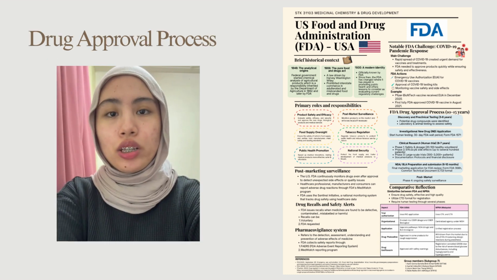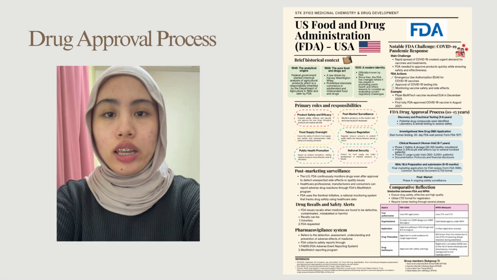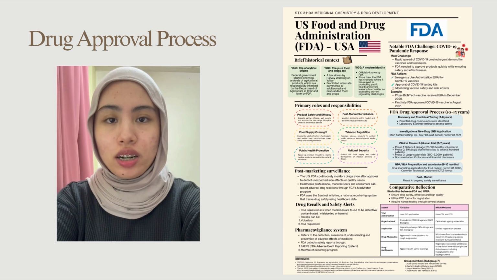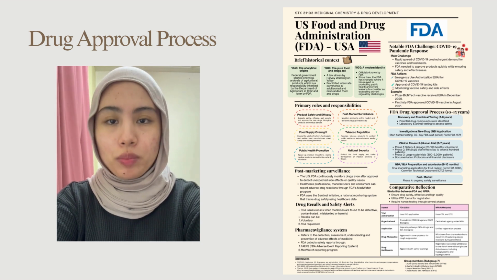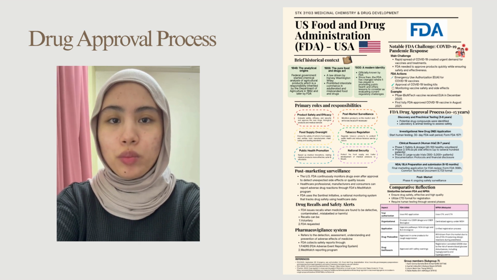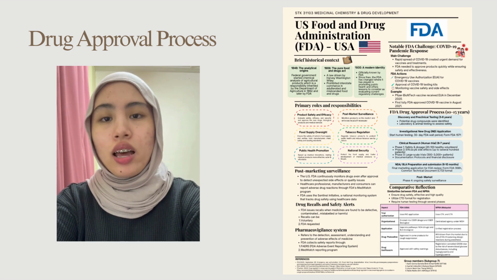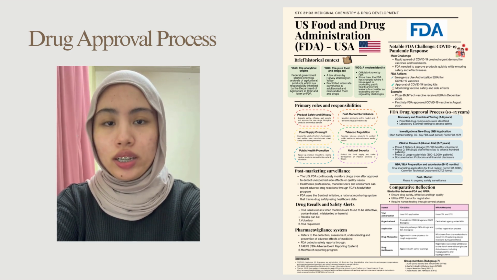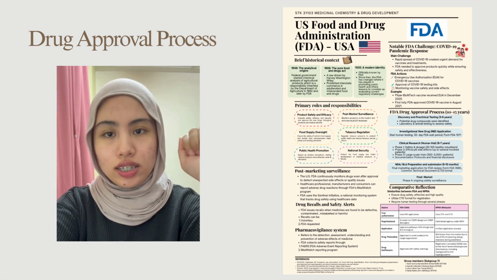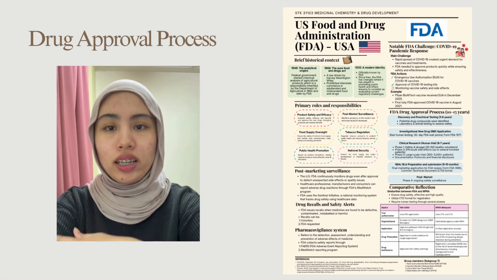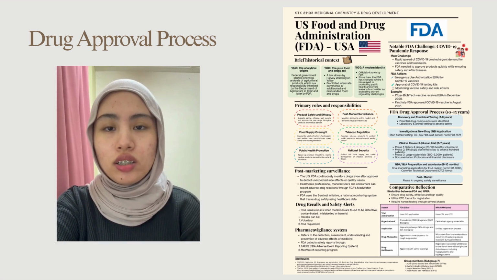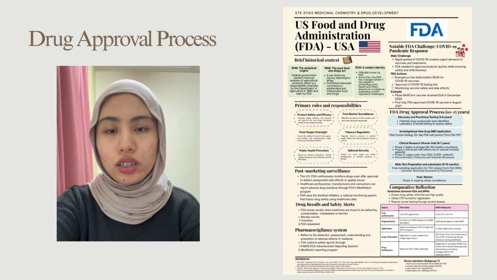Next, I will explain how the US FDA approves a new drug. The FDA drug approval process is a very long and strict procedure to ensure that medicines are safe and effective before they reach the public. Starting from drug discovery, a scientist identifies a potential compound that may have therapeutic effects. Next, preclinical testing, where the drug is tested in laboratories and on animals to evaluate its safety and toxicity. If the results are promising, the company submits an IND application, which stands for Investigational New Drug, to request permission to test the drug on humans.